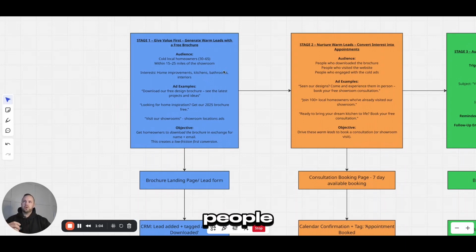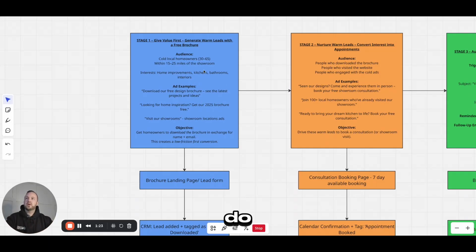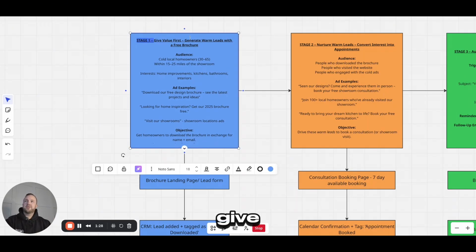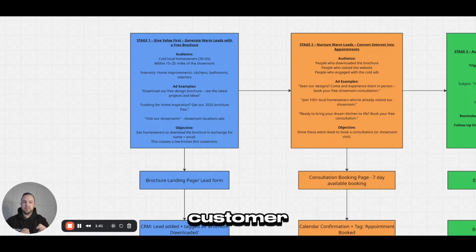So if we look at stage 1 here, as I said, this is all about the cold audience. These are people who don't know anything about you, your business, what you do, what problem you solve, how much it's going to cost. They know absolutely nothing. They likely don't even know that you've got a showroom. They don't even know you exist, okay? So what we do in stage 1, targeting cold audiences, is we give value first. So there's an exchange of value here. There's a piece of value, which might look like a brochure, for example, and then we get exchanged the contact details of that customer.